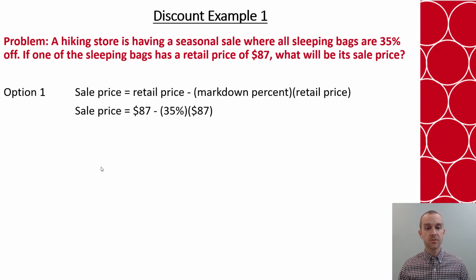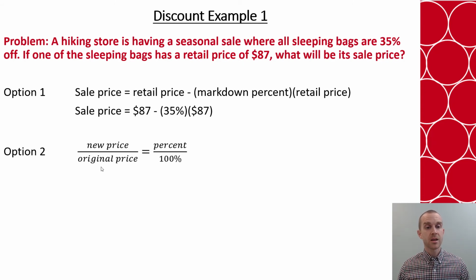This is how we did it first. Now let's compare it. Here the new price is our sale price, and the original price is what we would have sold it for retail. So new price is always that change, and the change in this case would be the sale. So do I know my sale price? No. Do I know my retail price? Yes. Do I know my percent change?